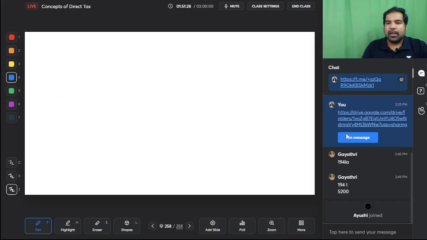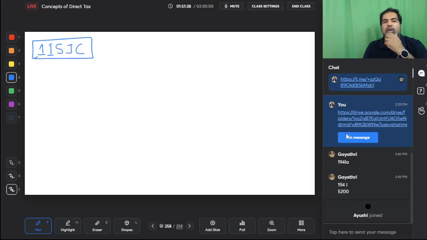Okay, now guys, we are doing a very interesting section called 115JC. 115JC and 115JB. JB you will see at CA final, but JC you will see here. This is called alternate minimum tax.